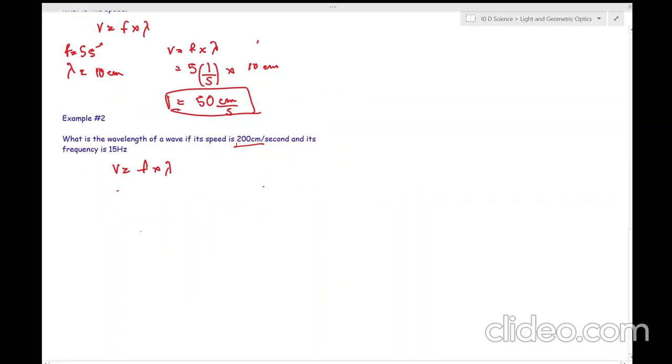So if we look here, we're being asked to calculate what the wavelength of light is. So we're going to be looking for something that ends in either centimeters or meters for length here. So when we're looking at this equation, we know that we are given the speed, which is 200 centimeters per second, and we're given the frequency in 15 hertz. So when we look at this equation, we want to get this lambda here, but we need to rearrange the equation to give us an equation that says lambda equals.